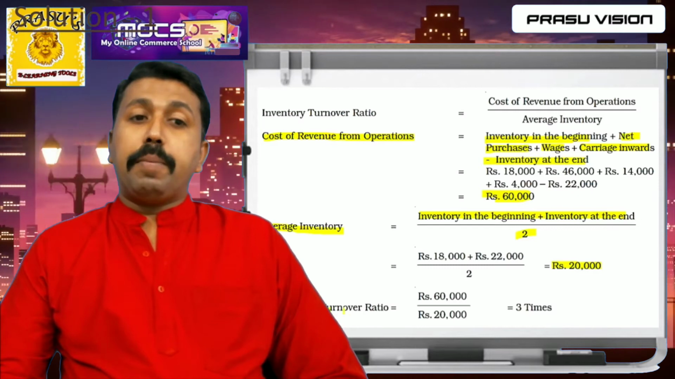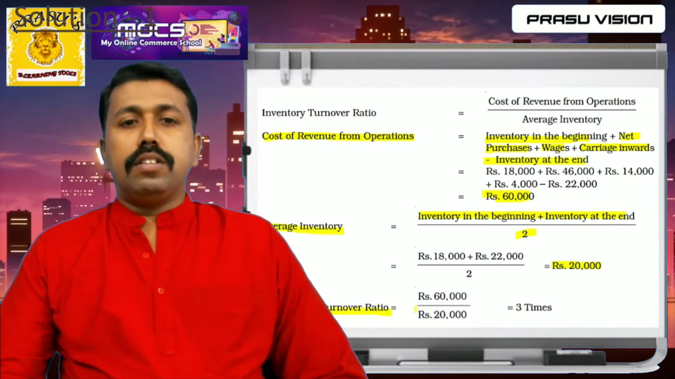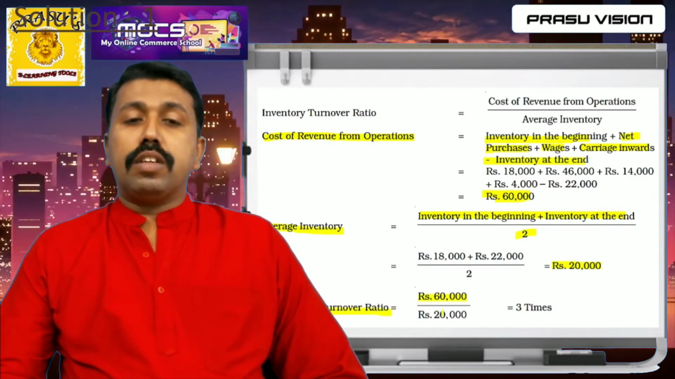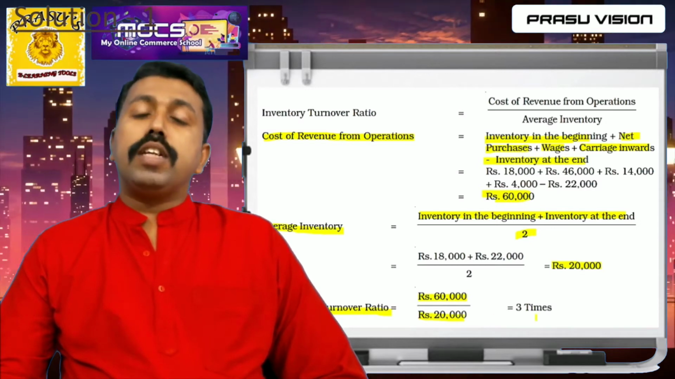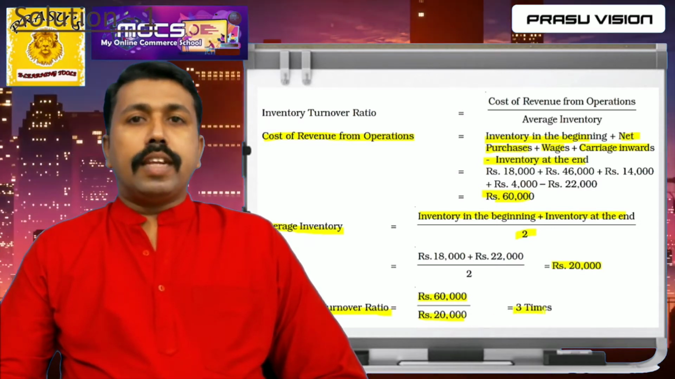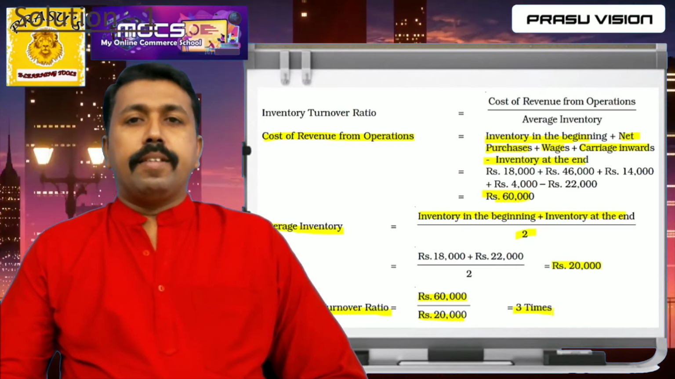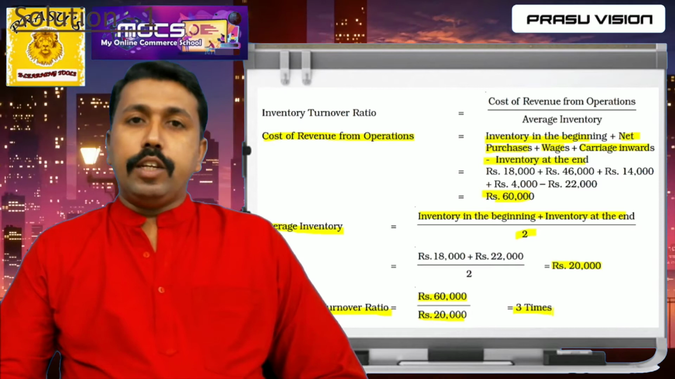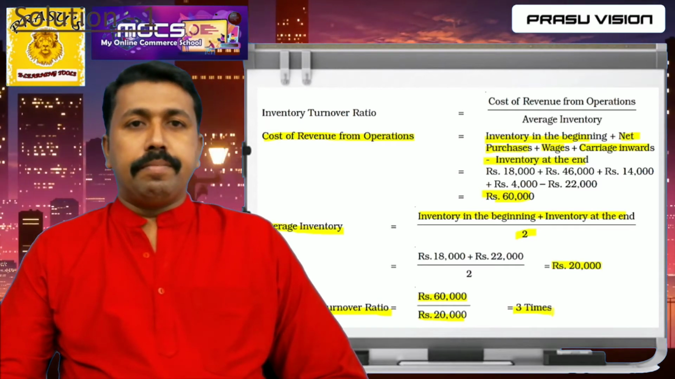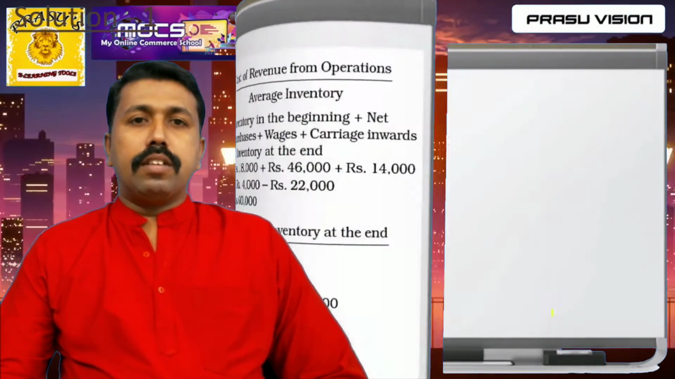Then we directly apply in the equation: cost of revenue from operation 60,000 divided by the average inventory 20,000. So 3 times we need to convert the inventory into revenue, 3 times. So keep in mind all these.